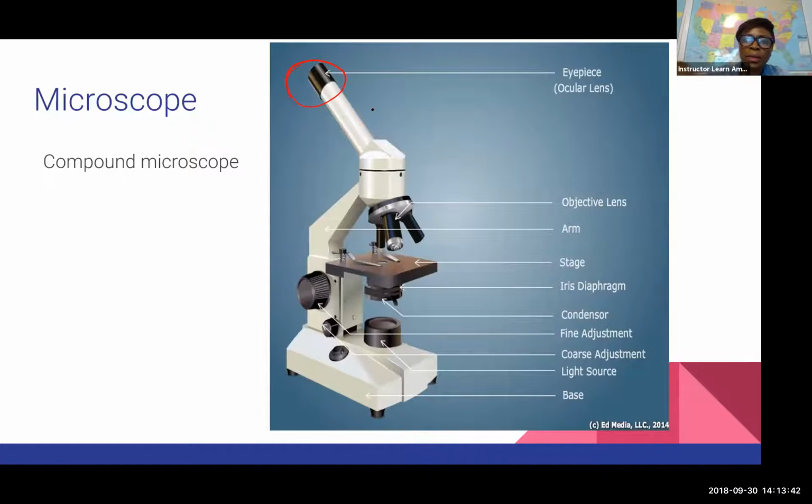The body tube is this area here, the tube down into this section. So the body tube creates a distance between the eyepiece and the objective lens. And if you take a look at the objective lens, there are different lenses. It depends on the one that you have available to you in your lab sessions. They have varying magnification. And so the distance between the two allows you to see the image better.